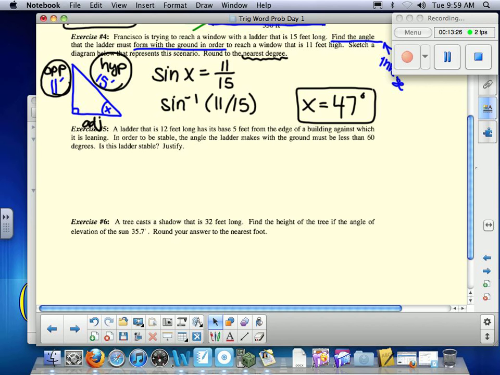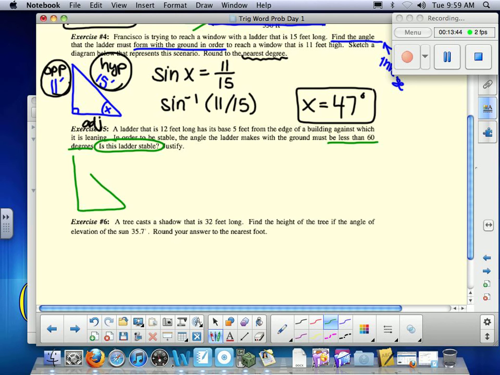In order to be stable, the angle the ladder makes with the ground must be less than 60 degrees. Is this ladder stable? Always got to make it harder. Let's see if we can get a beautiful picture. Building, ladder. The ladder is 12 feet long, and it's 5 feet from the edge of the building. Does the 5 go at the bottom or on the side? On the bottom, good.